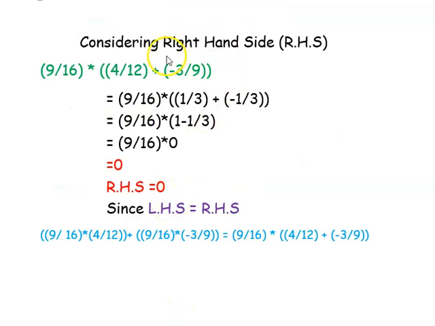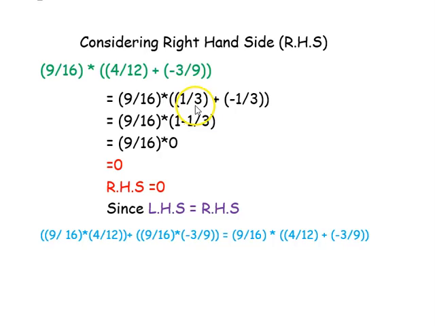Now we'll solve our right hand side. So considering our right hand side as 9 by 16 times 4 by 12 plus minus 3 by 9. So first we'll do the parenthesis first. So here 4 by 12 plus minus 3 by 9. So 3 by 9 if you simplify you will get minus 1 by 3. So 4 by 12 if you simplify you will get 1 by 3.